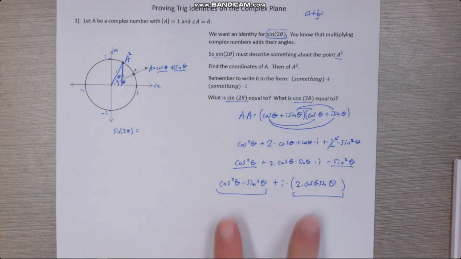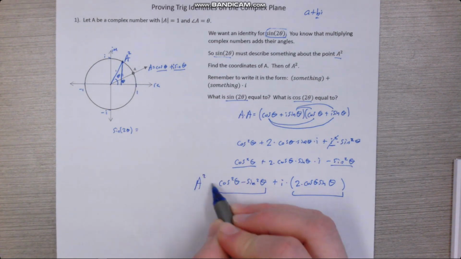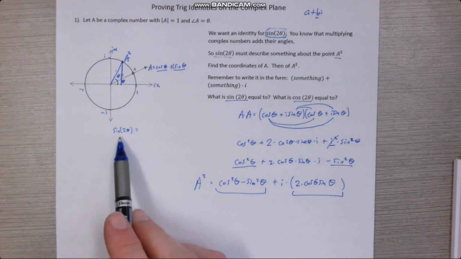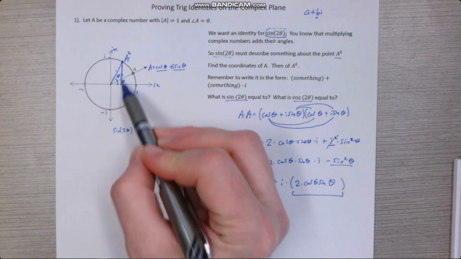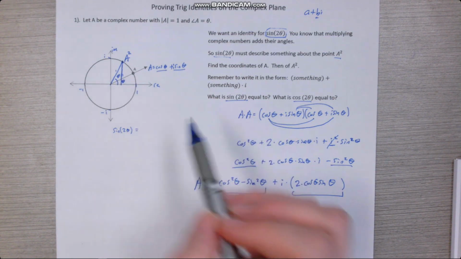You might be getting a familiar sensation when you see these two parts. But the question is why? Why are these so familiar? So these are the two coordinates, or the two components, of A squared. Sine 2 theta was that height. But remember, that height is the same thing as the imaginary part of A squared.